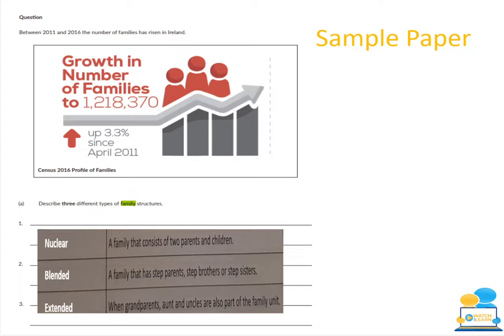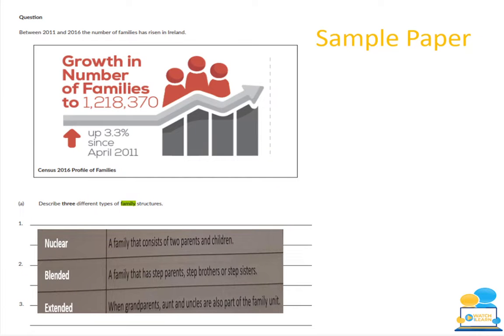Here is another sample paper. So this is another short question. It says, between 2011 and 2016, the number of families has risen in Ireland. So then it has a nice little graphic there, an infographic saying growth in family numbers to 1,218,317. Has an arrow going upwards saying an increase in 3.3% since April 2011. So this is to do with the census in 2016 and it's a profile of families. So that all gives me information.